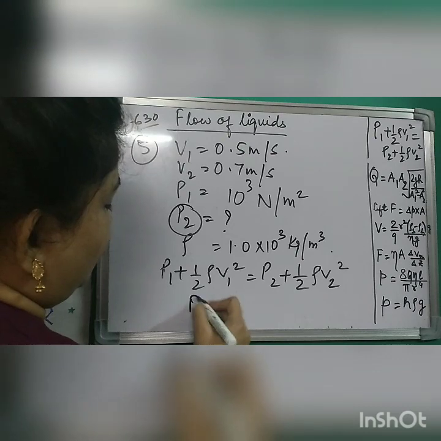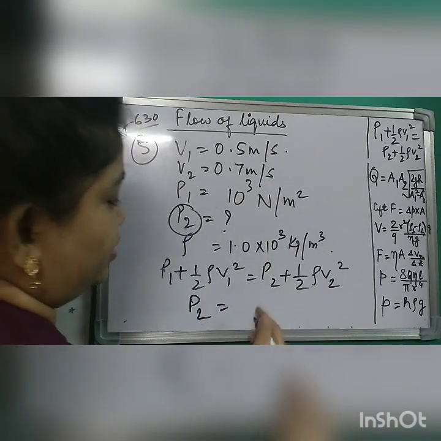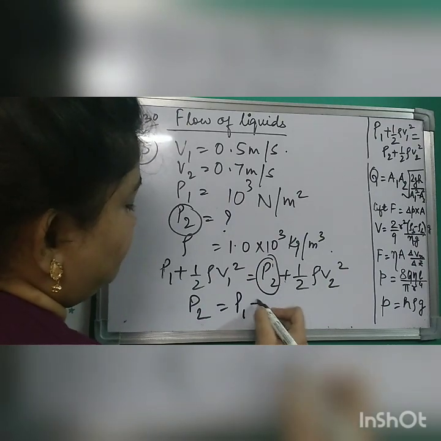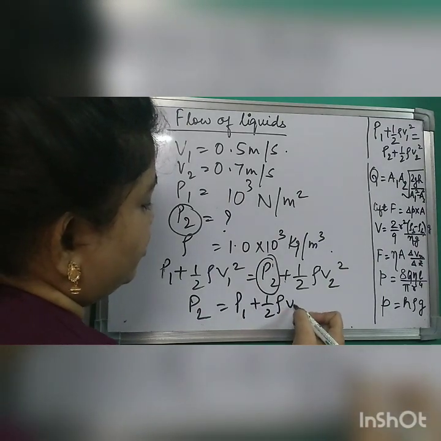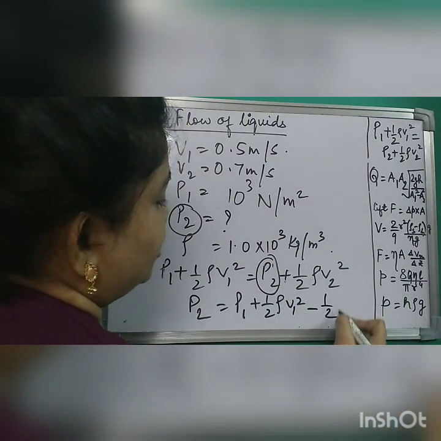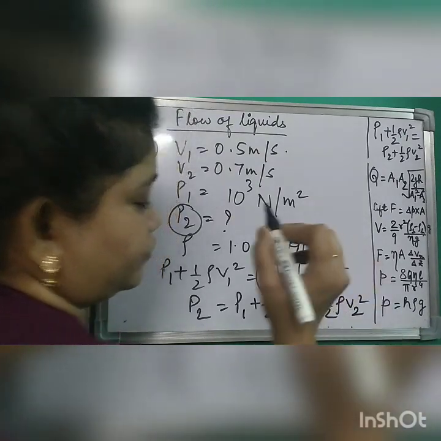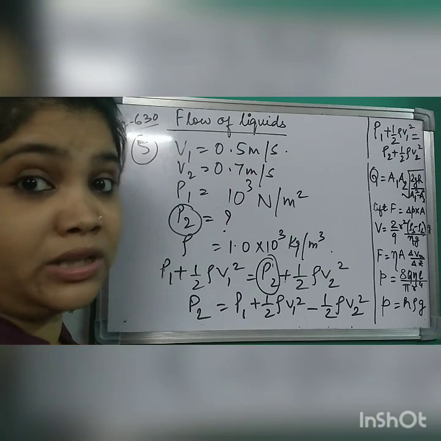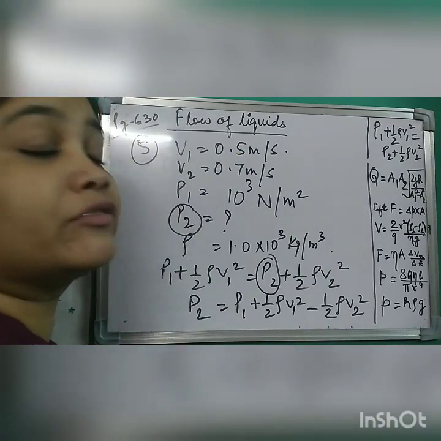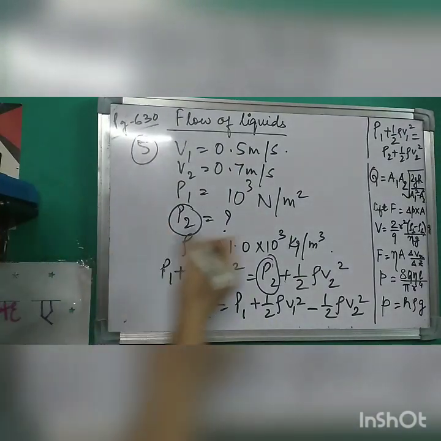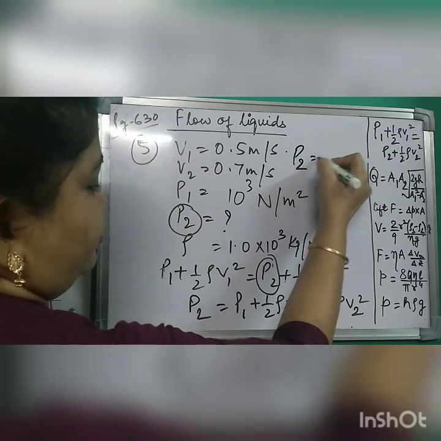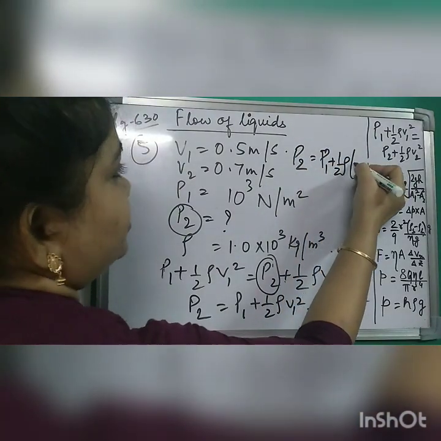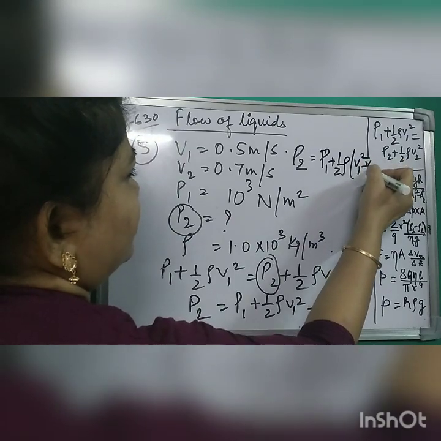So keep P2 on one side, and bring the rest on the other side. So if we keep P2 on one side, what do we get? P1 plus half rho V1 square minus half rho V2 square. You can take half rho common because rho is the common density over here, which is the density of the water. So basically your final formula will be P2 is equal to P1 plus half rho take common, which is V1 square minus V2 square.